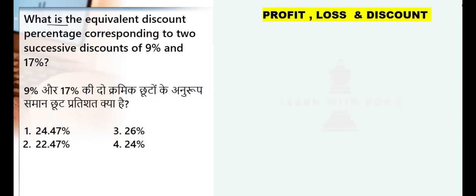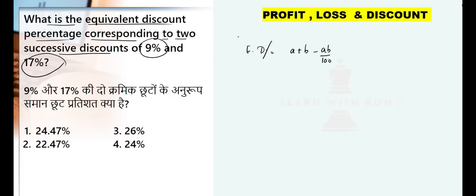See this question here, what is the equivalent discount percentage corresponding to two successive discounts of 9% and 17%? So what is the effective discount percentage formula? Simply A plus B minus AB by 100. Okay, remember this effective discount percentage formula.